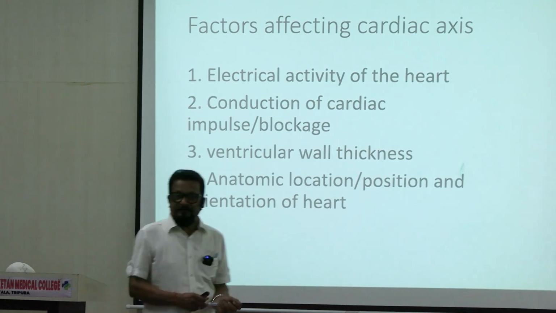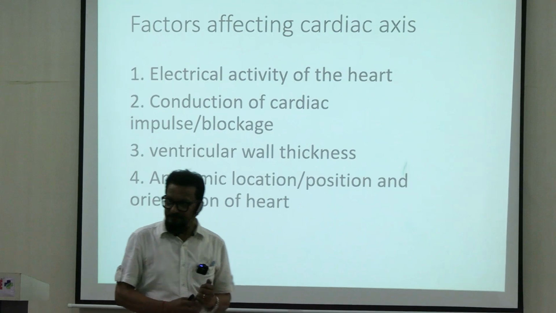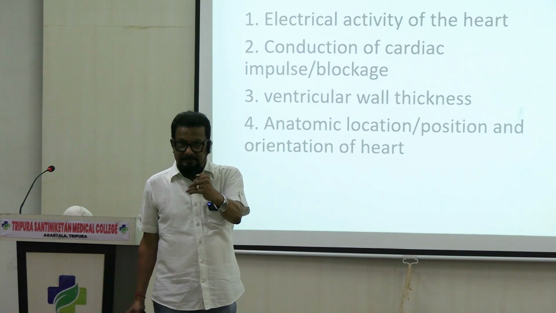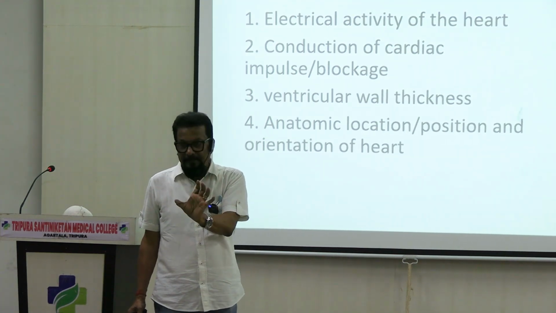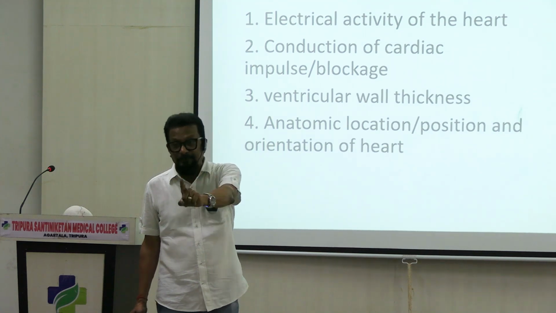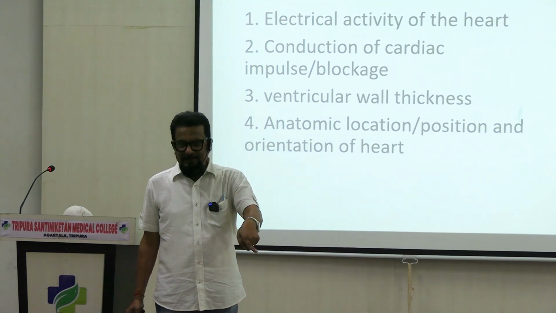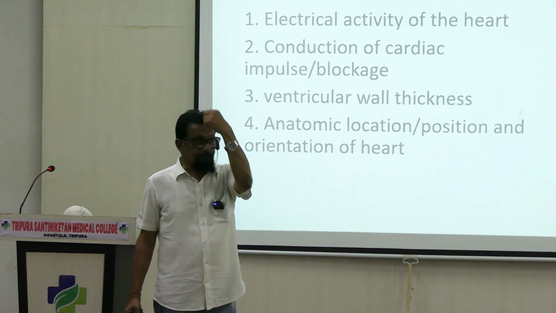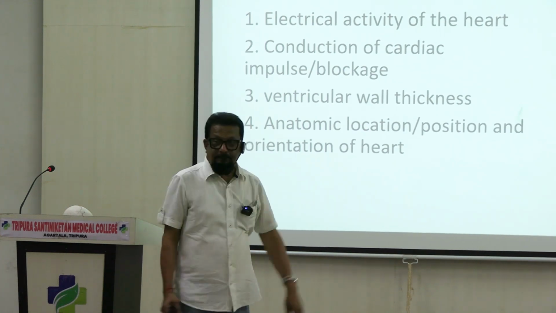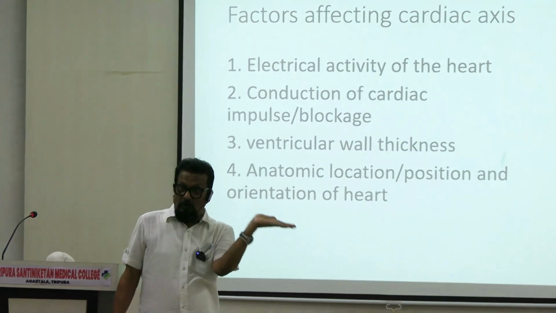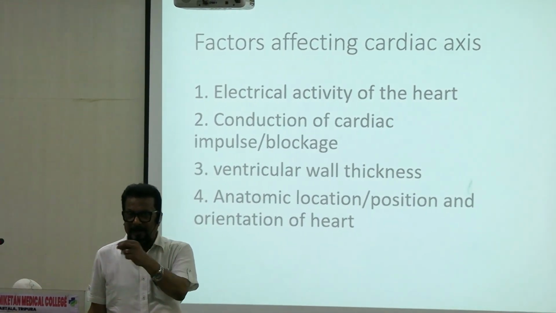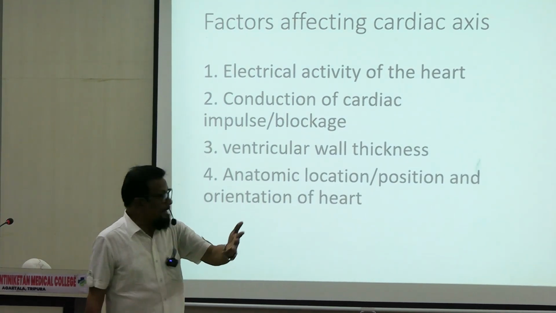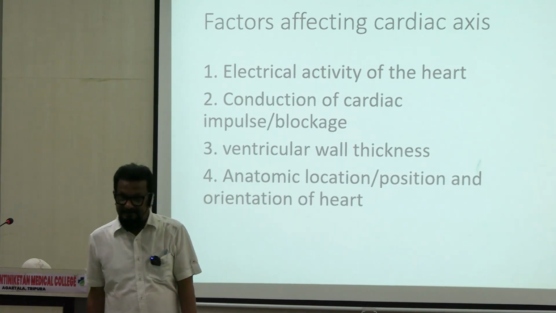Now, what are the factors that affect the electrical axis? 4 factors. What are these 4 factors? Number 1 is electrical activity of the heart. If it is normal, it will be in a particular direction, and we know the direction is from the base to the apex of the heart through the interventricular septum. Then conduction of the cardiac impulse. If there is any problem in the conductive pathway, for example right bundle branch, we will see that there is shifting of the cardiac axis.